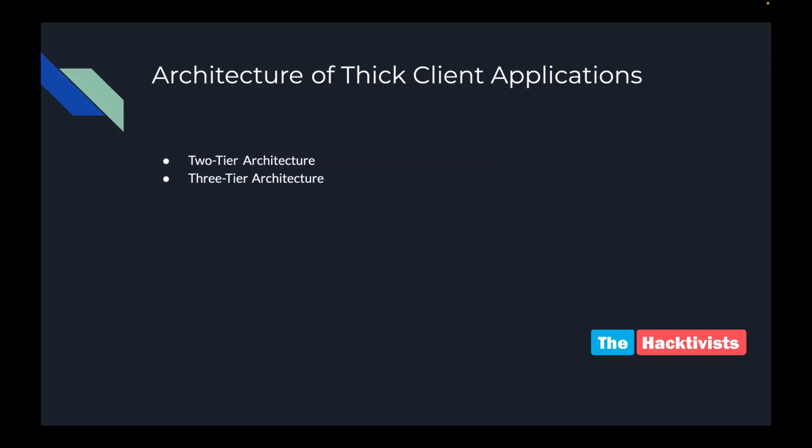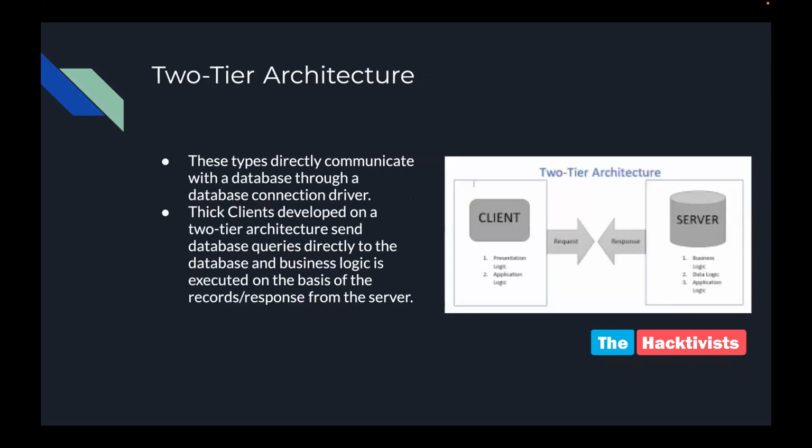What are the types of architectures of client applications? There are majorly two types: two-tier and three-tier architecture. Two-tier architecture has a server and a client. All the front-end things will be available in the client, like the presentation, the GUI of the application, and some of the application-level logic. The exact algorithms, where the application processes things like business logic, data logic and application logic, will be in the backend on the server. Typically, it will send the request and get the response.